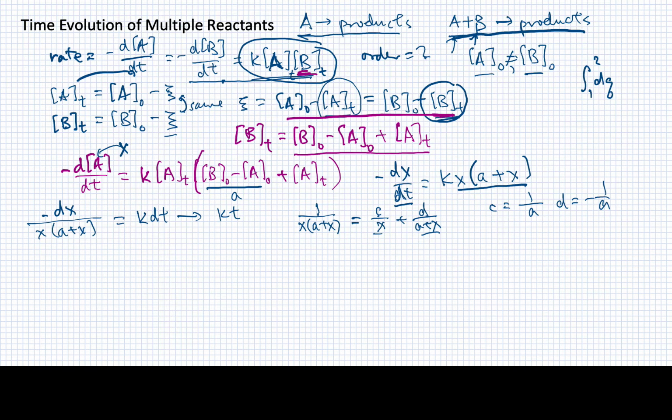So when I'm integrating this side for this reaction, I'm integrating from, for example, my initial value of a to my value of a at time t, negative sign in front, and I'm going to have dx divided by x, and it's times c, which is 1 over a, so it'll be divided by a times x. And then I'll also have minus dx over a times (a plus x).